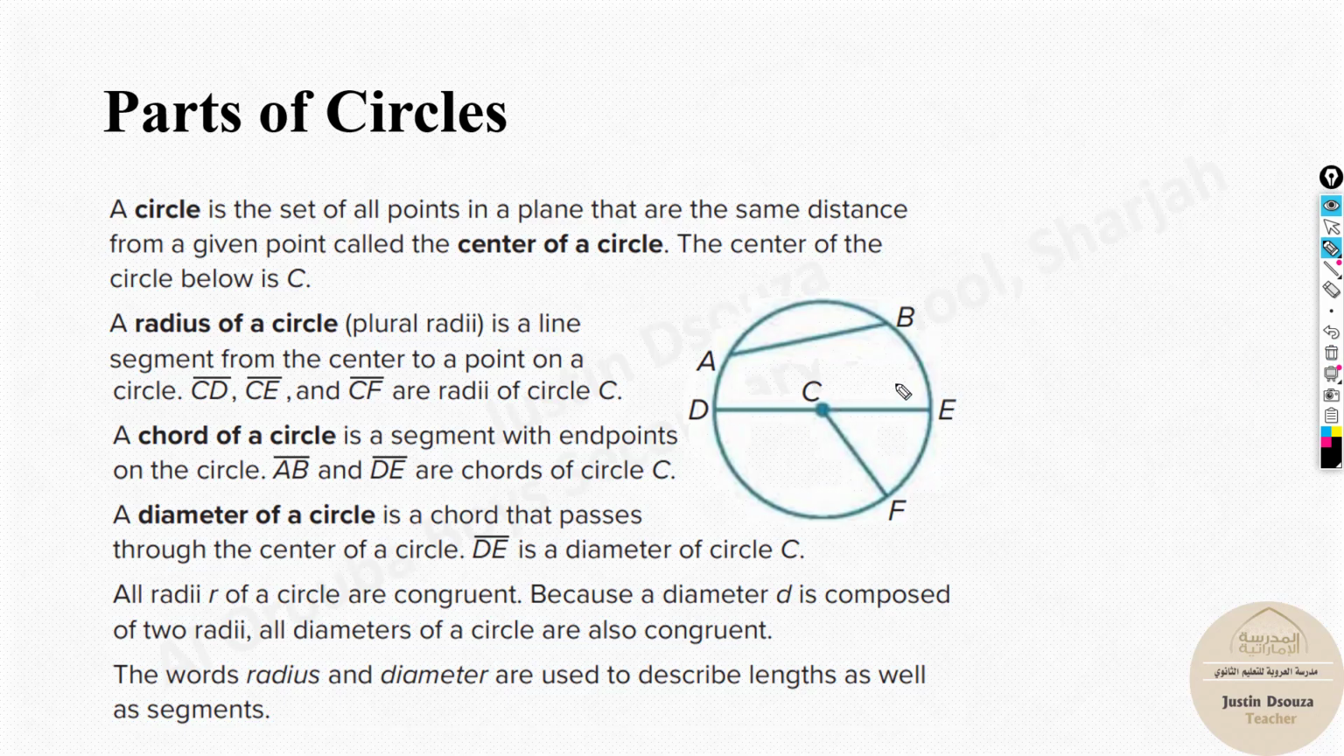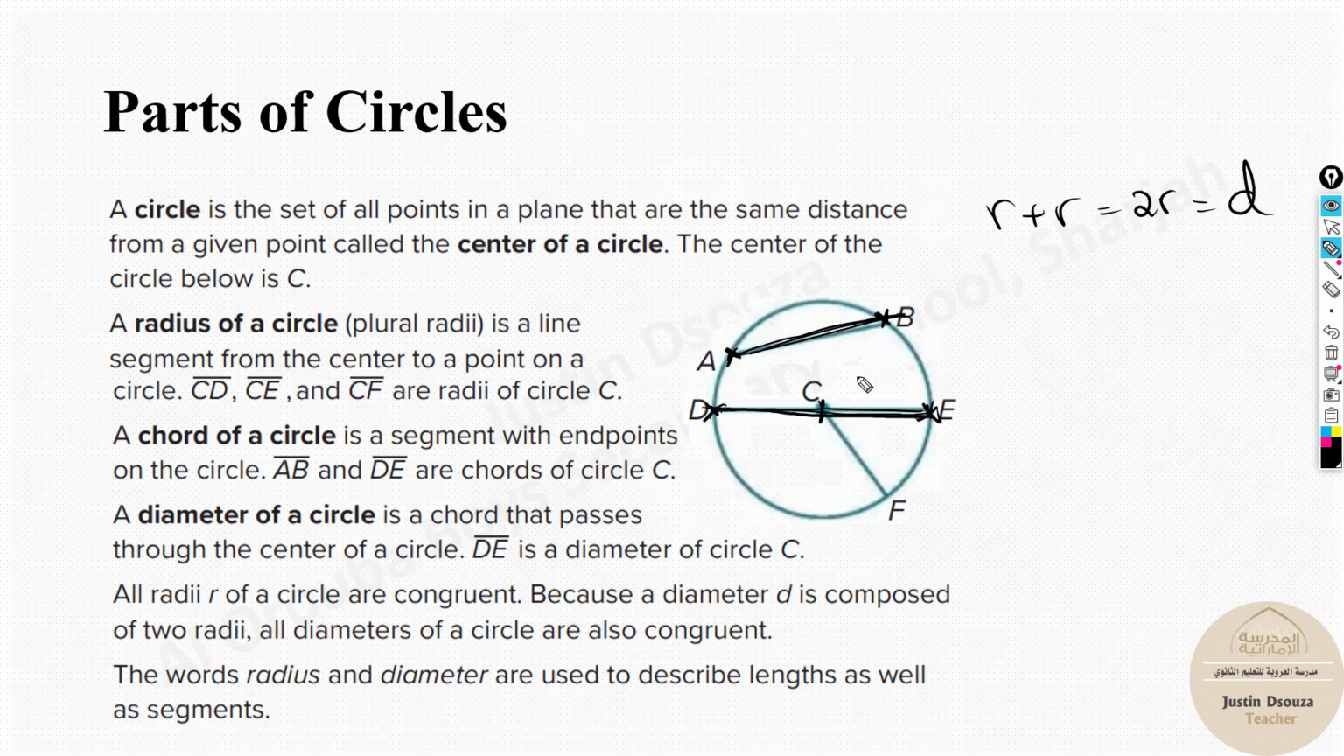Diameter means it's always two radiuses. See, this is one radius plus this is one more radius, right? That is two times radius, that is diameter. This is important to know. Now one more line over here just apart. See, it doesn't touch the center or anything, but the ends of that line touch the circumference of the circle. Now what are these? These are called chords. Now even a diameter is a chord. Why? Because both the end points of that line touch the circle.